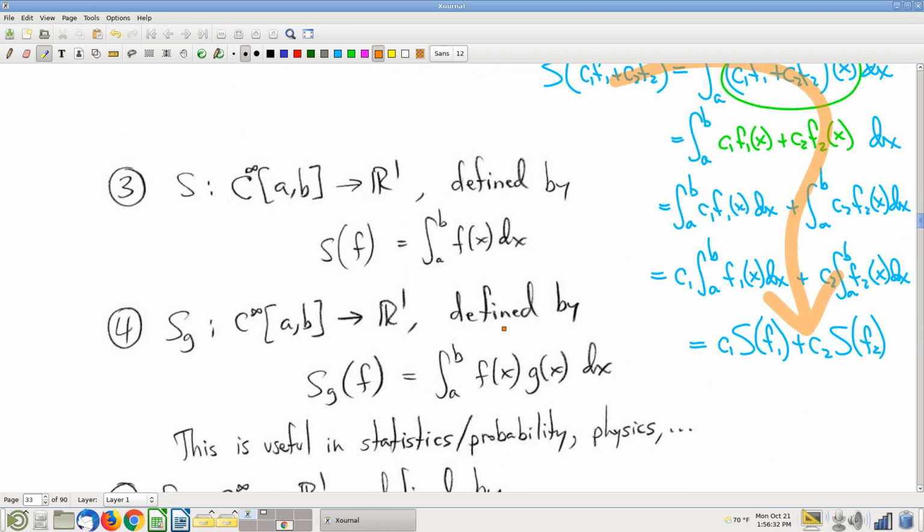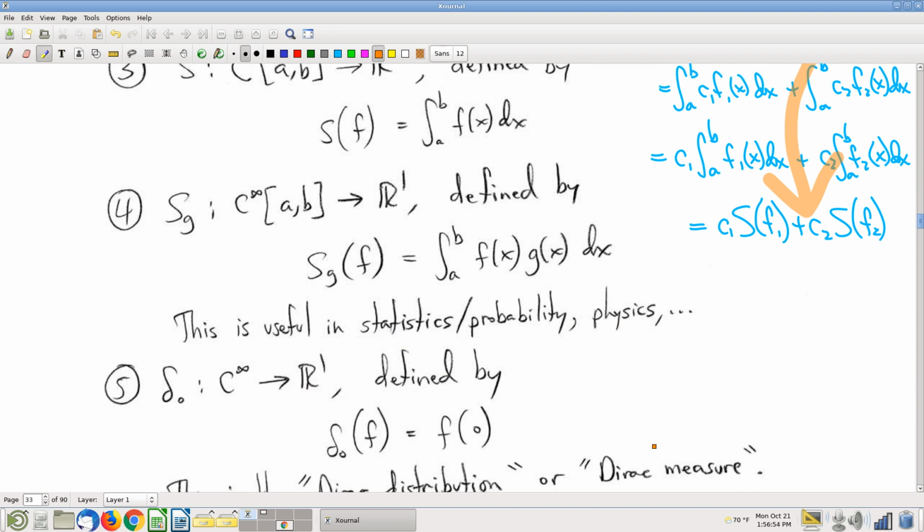Side note, just in case you're curious, this particular construction is actually a really useful construction. This is not manufactured. This is a very useful construction in statistics and probability, in physics, and various other places. It's actually a pretty powerful construction in a lot of ways. Okay, y'all will see that in future classes.